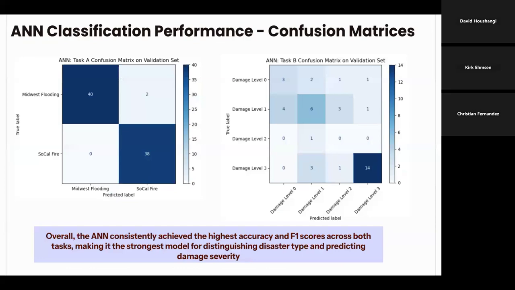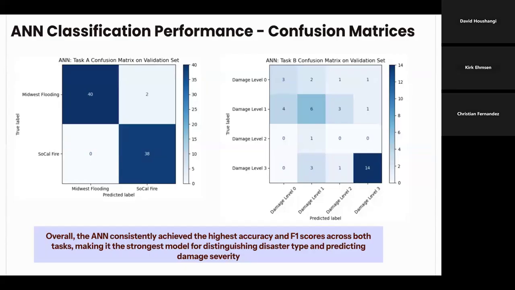The ANN's performance is highlighted in the confusion matrices for both task A and B. From the confusion matrix for task A, one can see the ANN model correctly identified all Midwest flooding images while only misclassifying 2 images of the SoCal fire. This is reflected in the high accuracy score for the model and emphasizes the model's ability to easily distinguish the 2 disaster types based on our selected features.